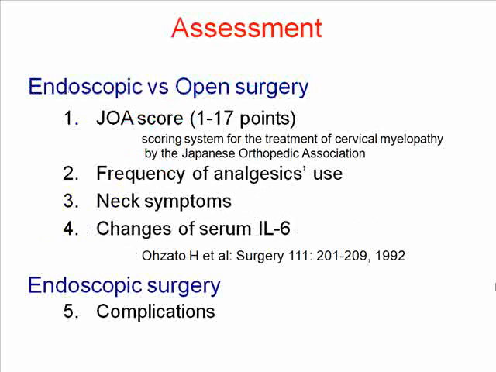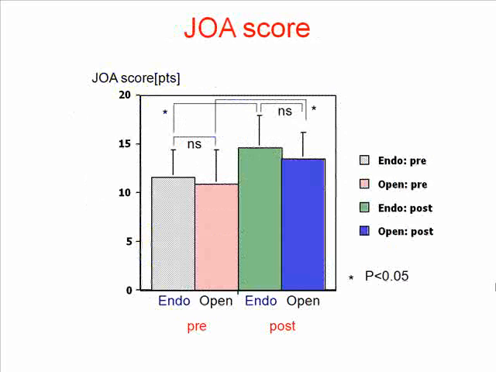We assessed the JOA score, which is a scoring system for the treatment of cervical myelopathy by the Japanese Orthopaedic Association, frequency of analgesic use, neck symptoms, and changes of serum interleukin-6, which shows surgical stress. We also assessed complications of endoscopic partial laminectomy. Results. There was no significant difference in preoperative JOA score between the two groups.